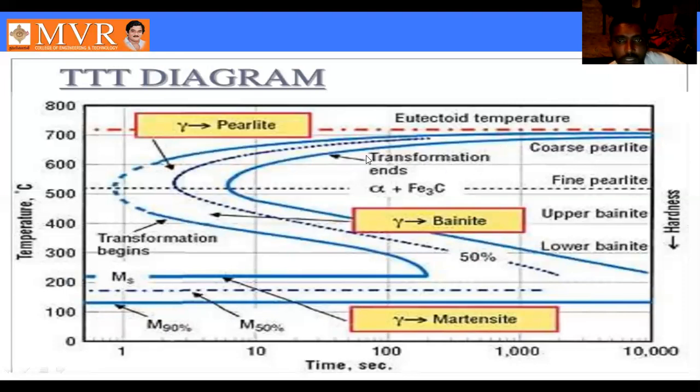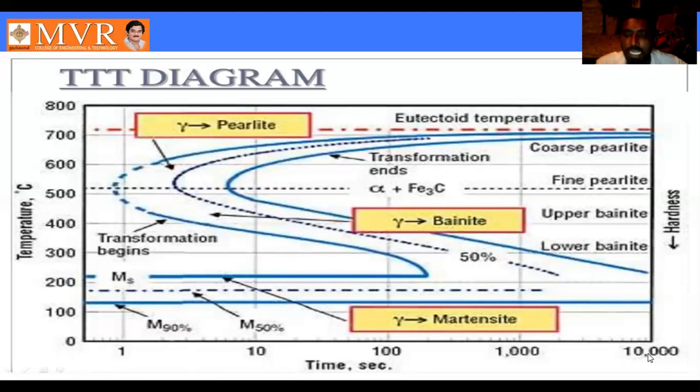When we are cooling like this, we automatically get the martensite structure along this line. From this line onwards it is 50% martensite, then 90% martensite, and MS is 100% martensite. This is the diagram. We can see the hardness here. For temperature, we are using 0 to 800 degrees centigrade, and for time, 0 to 10,000 seconds.